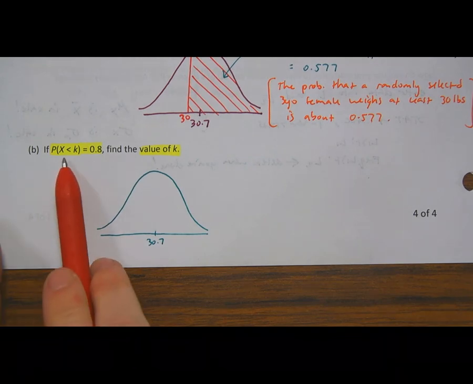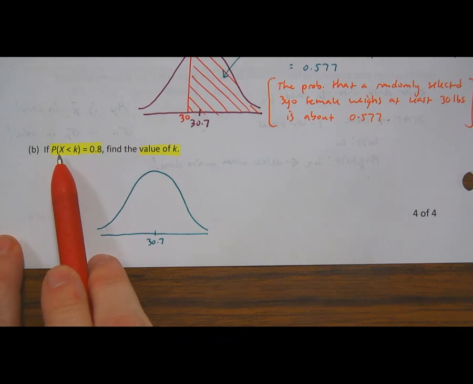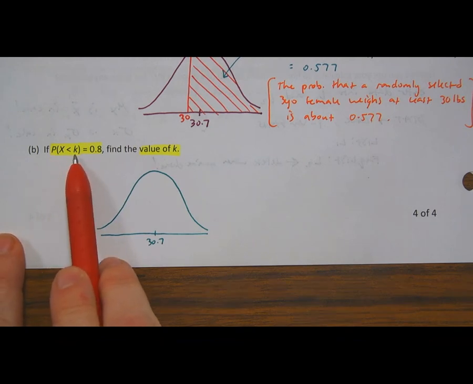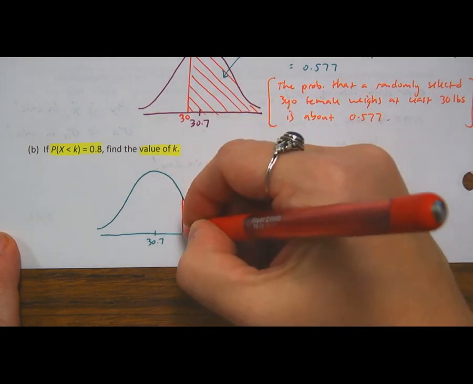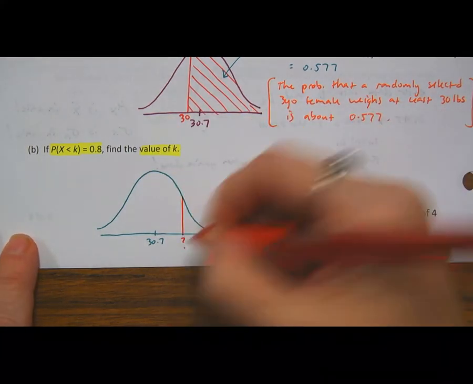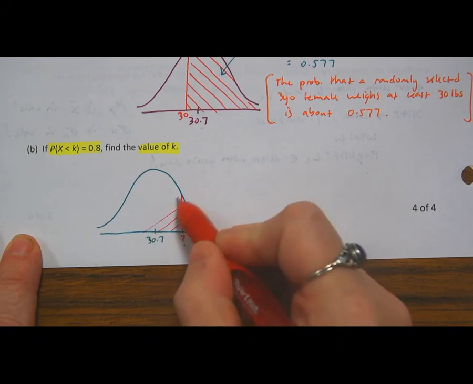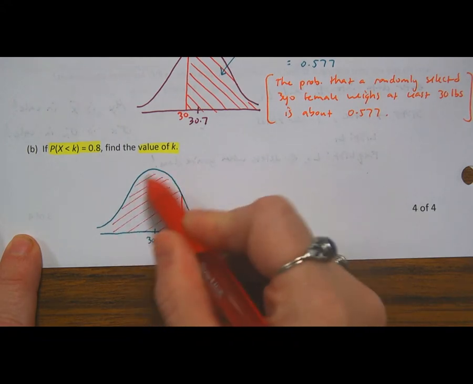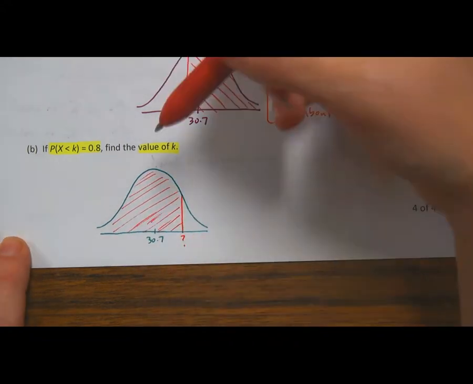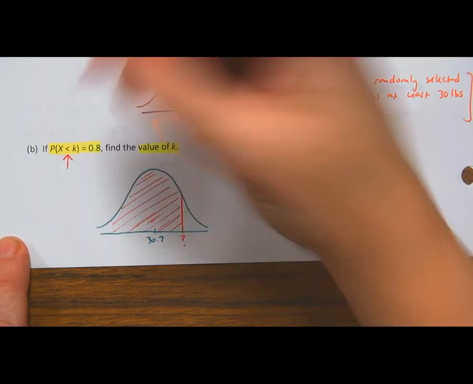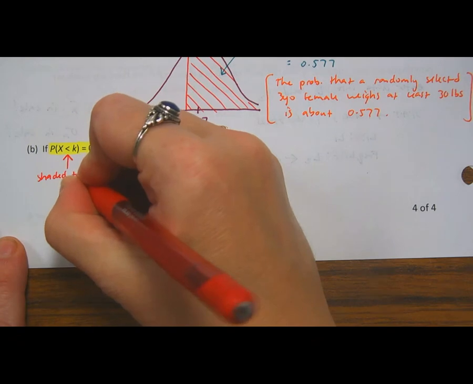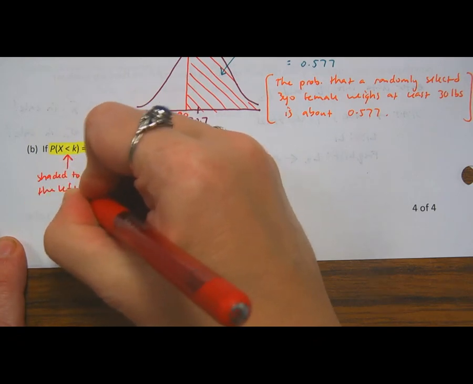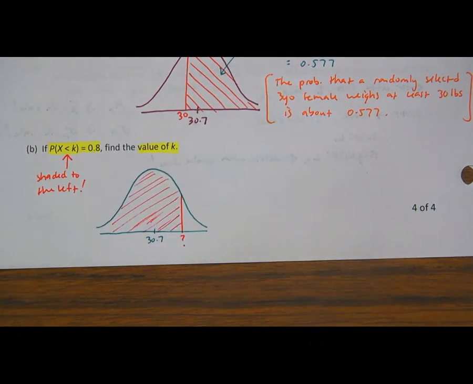Okay, look right here. The probability that her weight is less than some number is 0.8. Well, 0.8 is going to be over here. That's like the 80th percentile. I knew to shade to the left because the symbol was less than. If it had said greater than, I would have shaded to the right of that value.